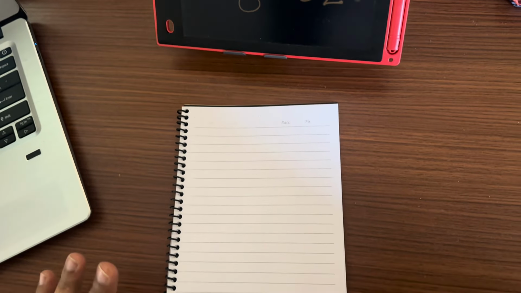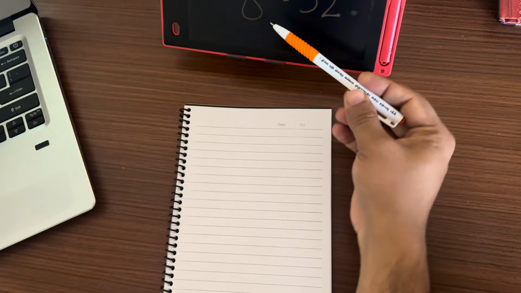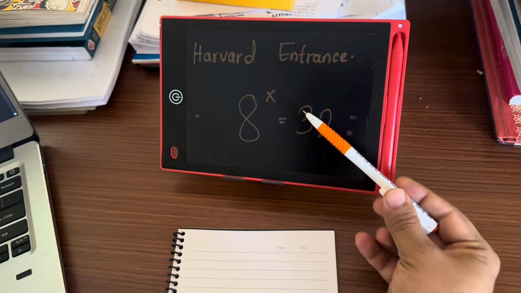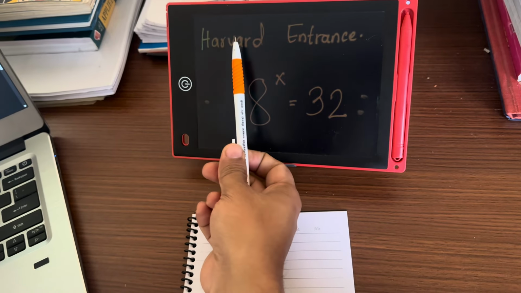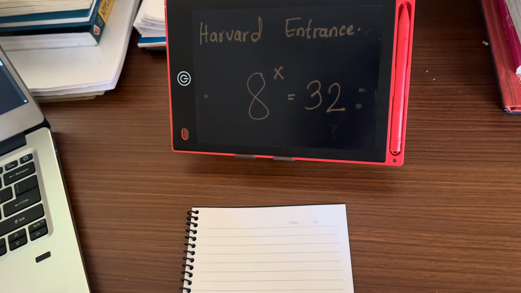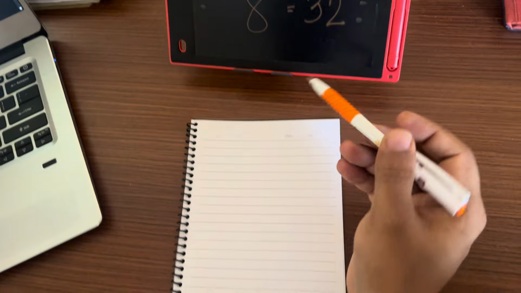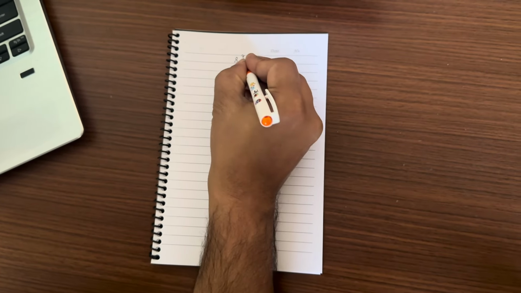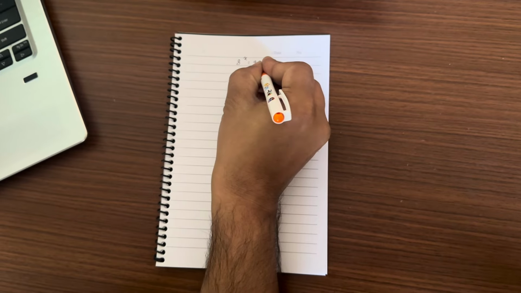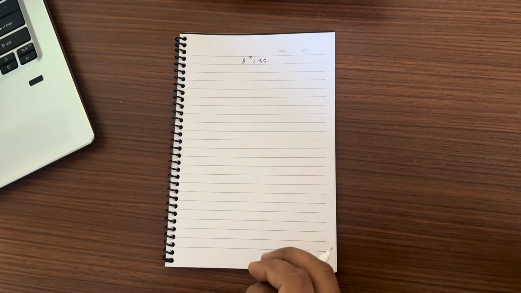Hello, today we're gonna solve this very interesting math question: 8 to the power x equals 32. It has appeared several times on Harvard entrance. So we can solve this equation by two different methods. One is by taking natural log on both sides.